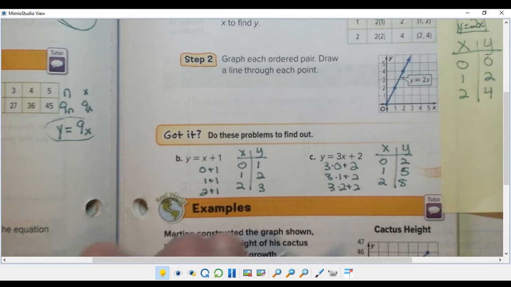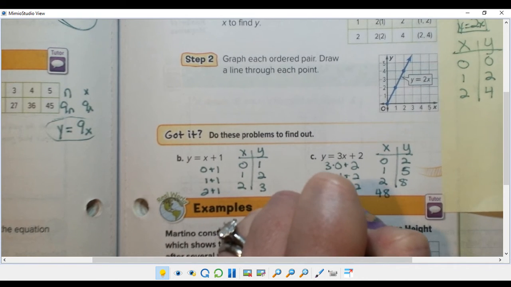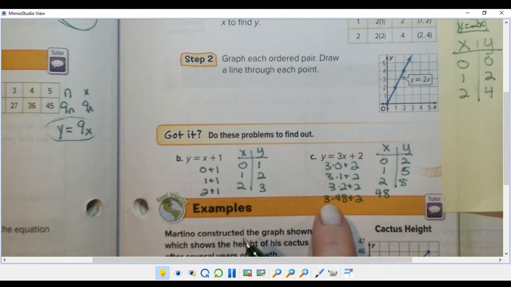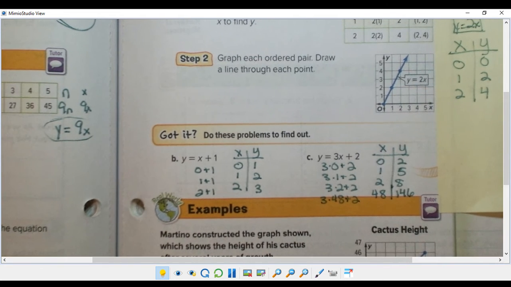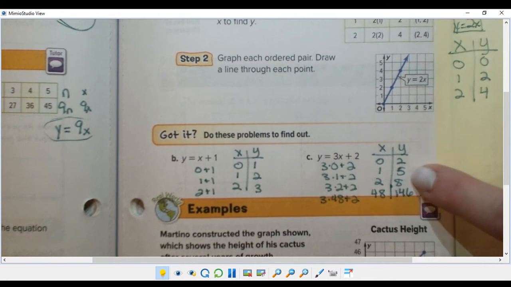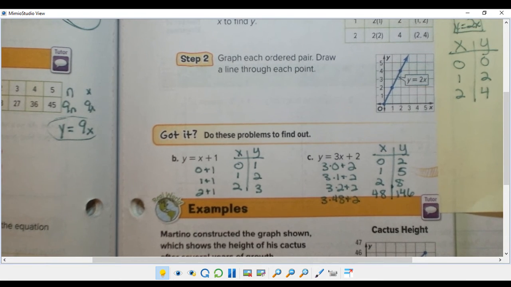Now, if you were going to get silly, because I know you're going to, and you picked like 48, then you would do 3 times 48 plus 2, 120 and 24, 144, 146. I don't think that's going to fit on my graph paper, especially if I have to come all the way down here to these small numbers. Okay, that's making the table, and then you would make your graph from that table.